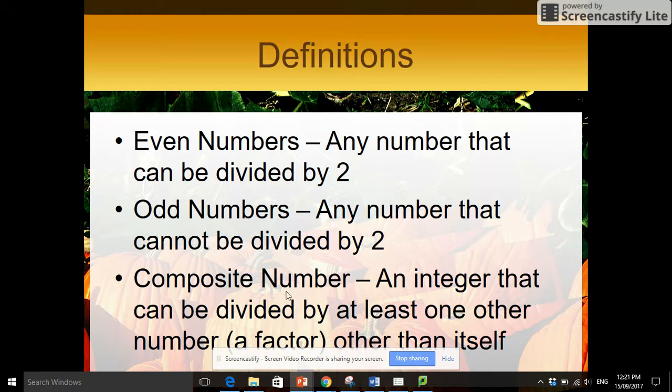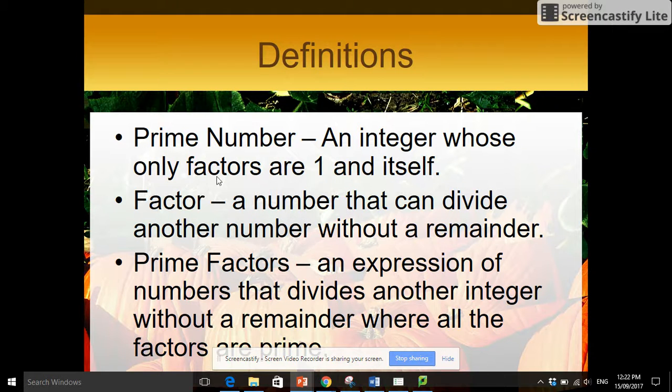Okay. Now, a composite number is an integer, so it's a number that can be negative or positive, that can be divided by at least one other number other than itself. So you can always divide a number by itself, but a composite one means it can be divided by itself and another number. All right, then you get a prime number. It's an integer, so a number whose only factors are 1 and itself. So only 1 goes into it and itself goes into it. No other numbers. Those are prime numbers, and that's what we're going to be talking about in this session.